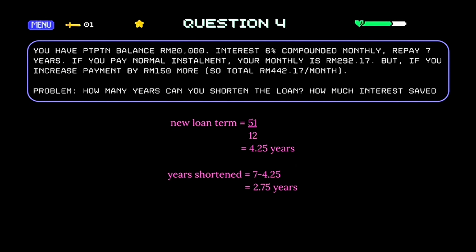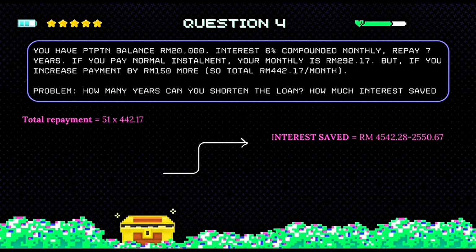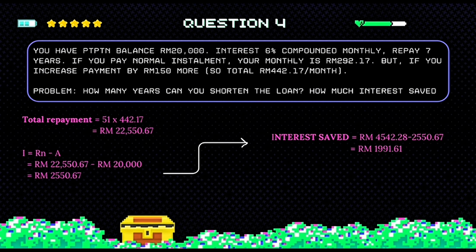Therefore, N equals 51.41 months, which is about 51 months, divided by 12. We will get the new loan term equals to 4.25 years. Next, to calculate the years shortened, take the 7 years minus 4.25. You will get 2.70. Now, this is the final calculation. To calculate the total repayment, take 51 times 442.17 cents equals to 22,550.67 cents.